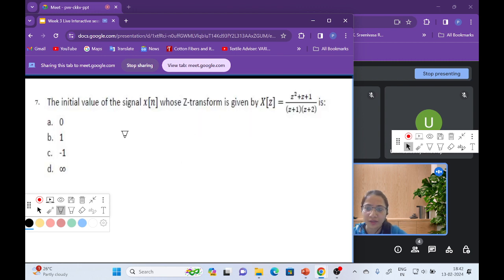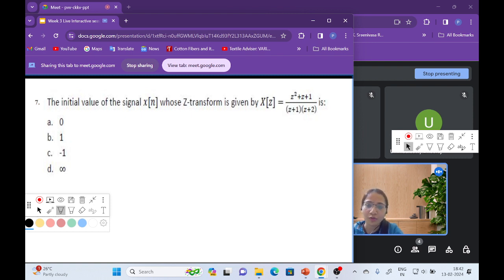Okay. So next question. The initial value of the signal x of n whose z transform is given by x of z is equal to z square plus z plus 1 divided by z plus 1 multiplied by z plus 2. What will be the initial value of this function? As we have seen the formula of the initial value theorem, we have to directly put the value of x of z in that and find out the initial value.